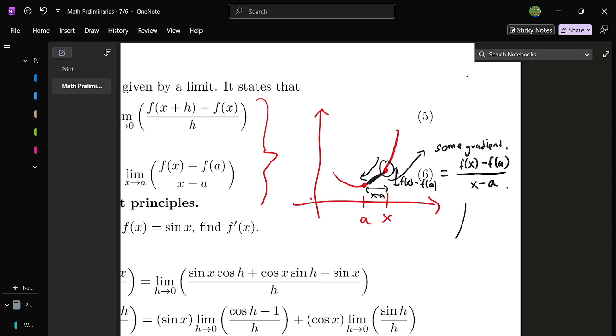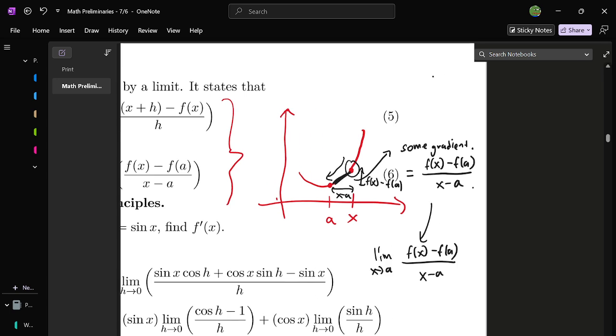And using a limit, we can just write this as, which is the mathematical way of describing what I just said earlier. Move the point x as close as you can to A. And we want to look at how this gradient changes. Now, this is how we define the derivative at that point.